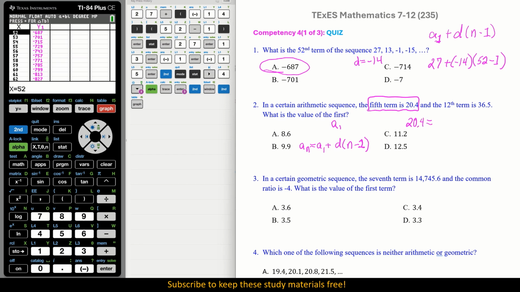Then we put equal. Now, we don't know what a sub 1 is, but we do know it's plus the common difference, but we don't have a list to get the common difference from. Well, that's really not a big deal. I'm going to set this up right here. We're going to fill that in, and then we're going to say our n is our 5. Remember, we picked this one to work with. So we want to say 5 minus 1.